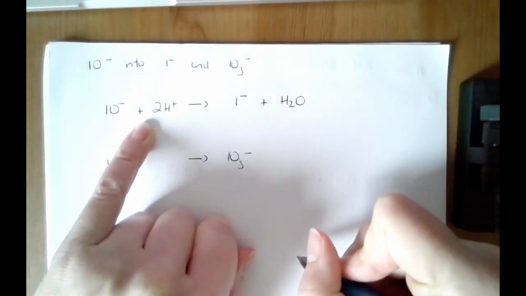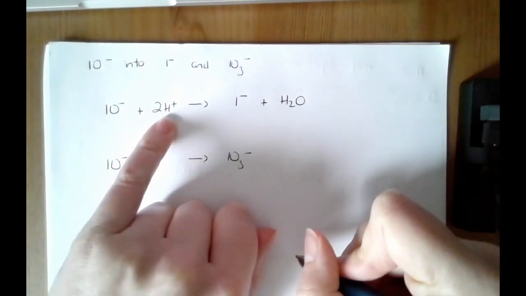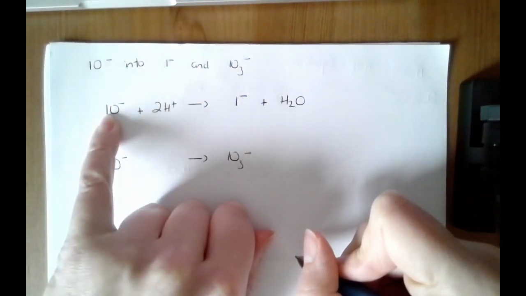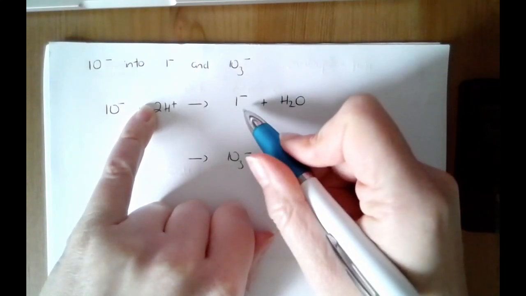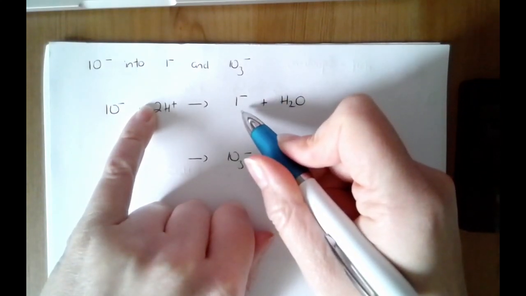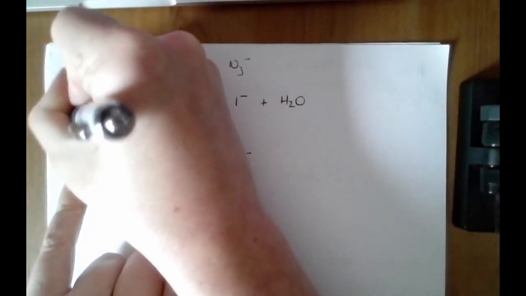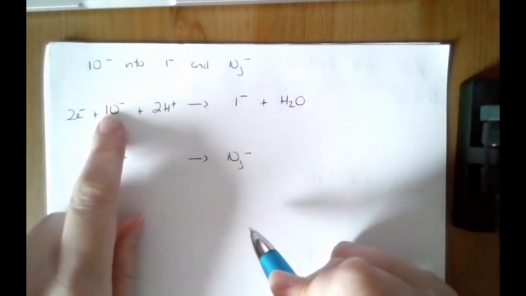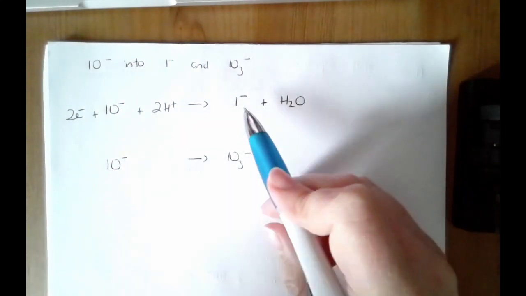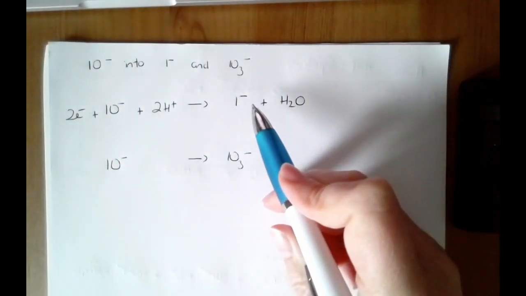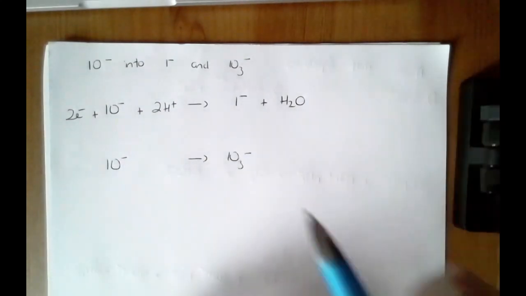I then need to balance this equation. So I've got 2 positives and 1 negative, giving me a total charge of +1. And over here, I've got -1. That means I'm going to need to add 2 electrons here at the top. So now I've got 3 negatives and 2 positives, so a -1 charge overall and a -1 charge overall here. So that's the half equation under acidic conditions.